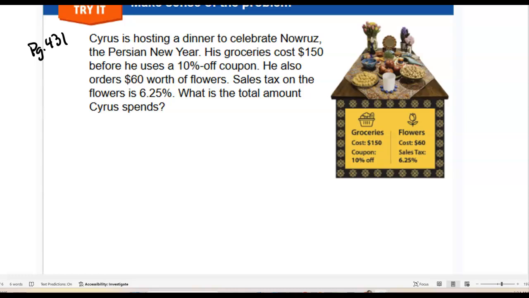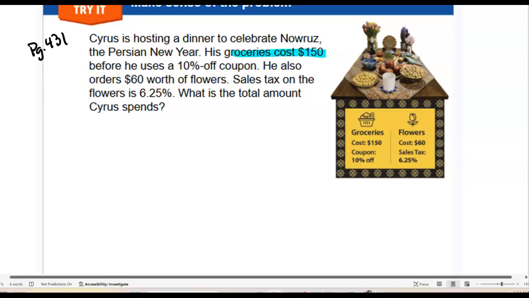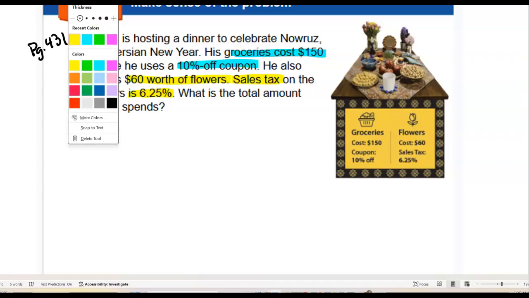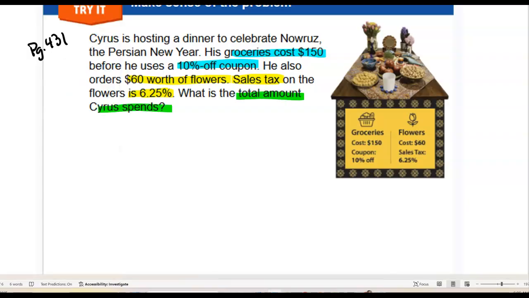So Cyrus is going to celebrate the Persian New Year. He's going to buy groceries for that dinner, but he's got a 10% off coupon. He's then also going to buy $60 worth of flowers, and he's going to pay a sales tax of 6.25% on those flowers. And then we want to know, hey, what's the total amount that he spends? So let's start with the groceries first.